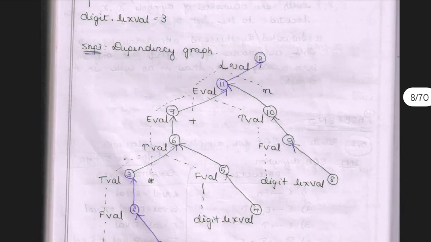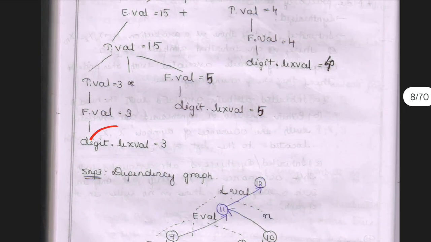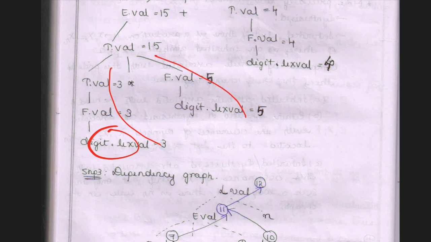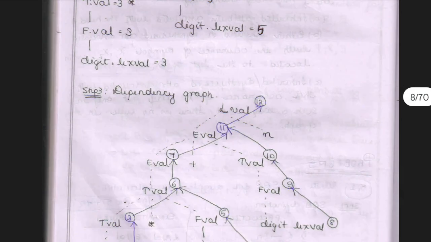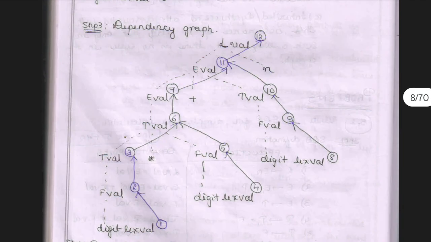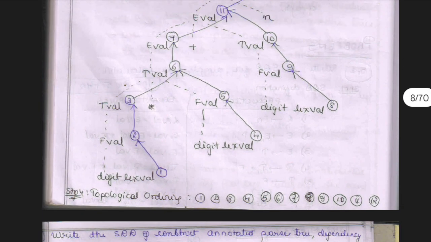DAG you know how to write. Start from the last part here. When you reach here, start from here 1 2 3, then 4 5, then again you will be starting from here 6 7 8 9 10 11 12, like that. Okay, so in the same way, if you do, you can write this part here, the dependency graph. After that you will be just writing 1 2 3 4 5 6 7 8 9 10 11 12.